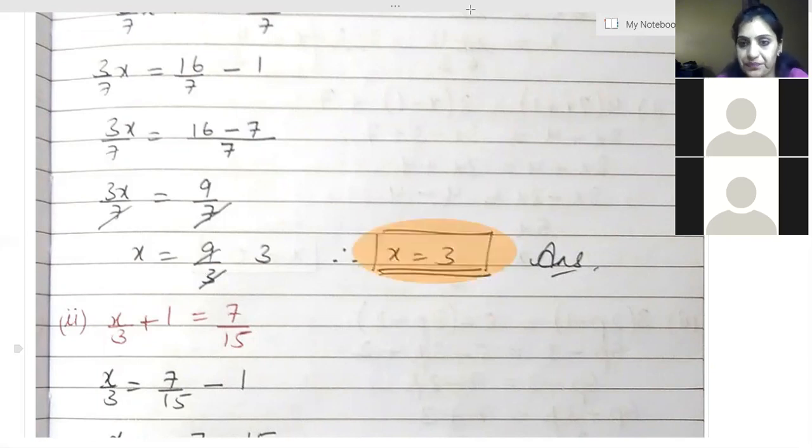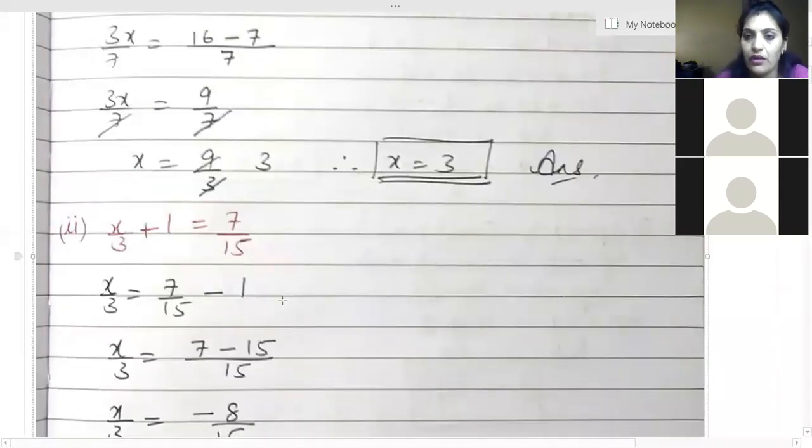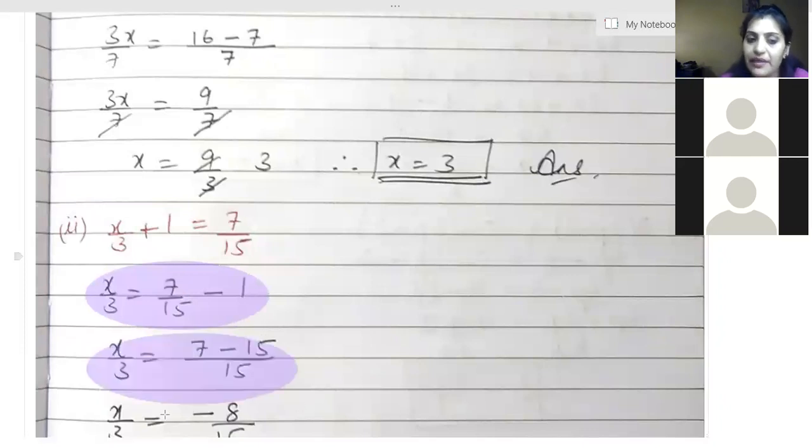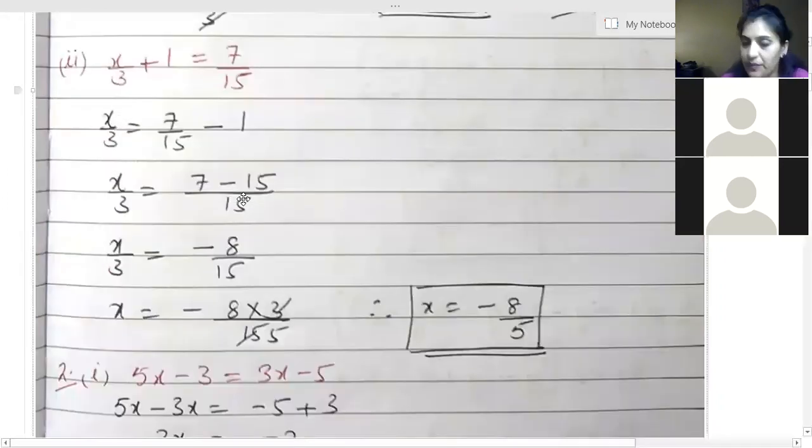Now the next question is, x by 3 plus 1 is equal to 7 by 15. Now give this question a try. As you know, when you have to solve the equations, now both of you have calculated the answer, I know, but still we will discuss. Now, we will take this 1 to the other side, so it will become minus 1. So, after taking the LCM, I am getting x by 3 is equal to 7 minus 15 by 15.